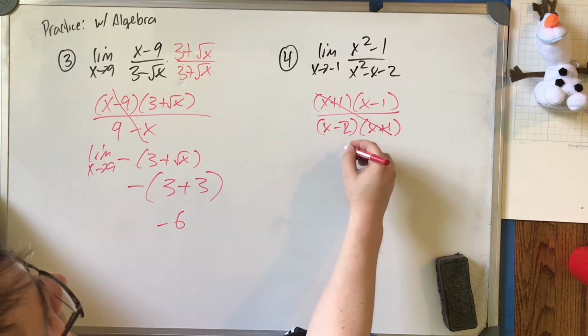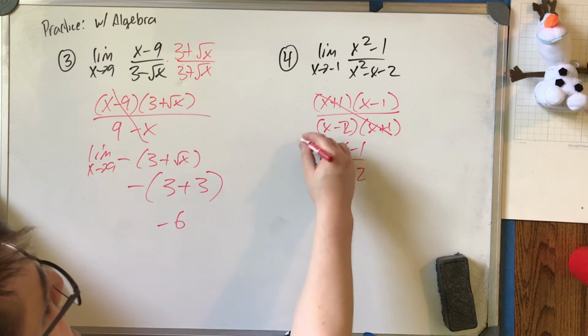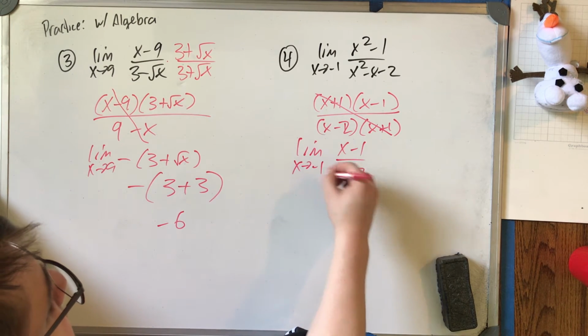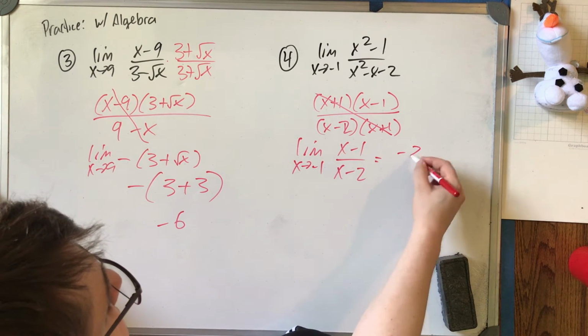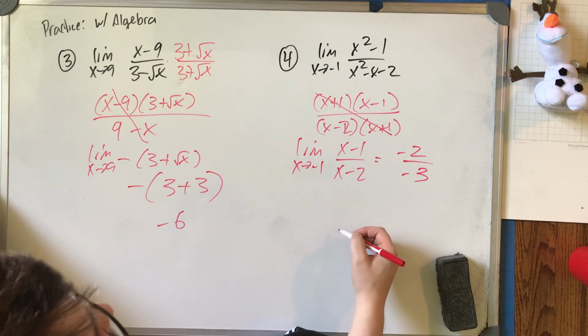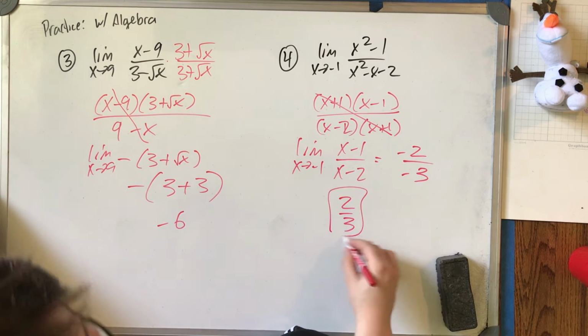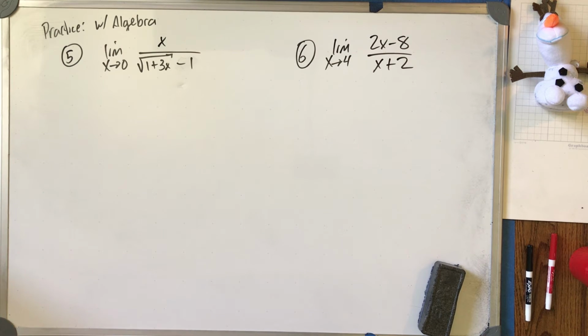So the x plus 1's cancel, so I'm left with x minus 1 over x minus 2. That's the limit we're now evaluating. If I direct substitute into this, I get -2 on top and -3 on bottom, so that's 2/3, and that is the answer.